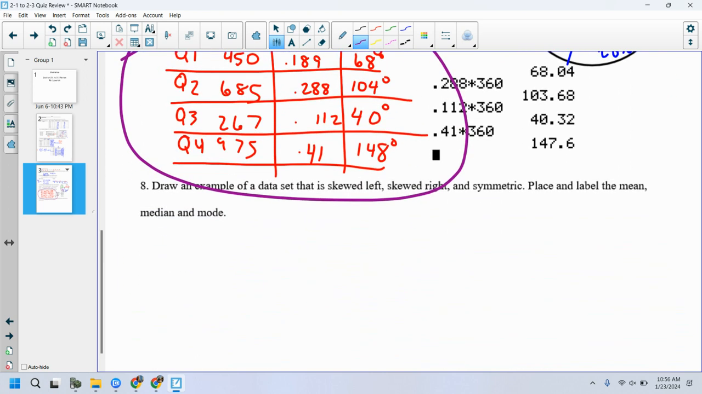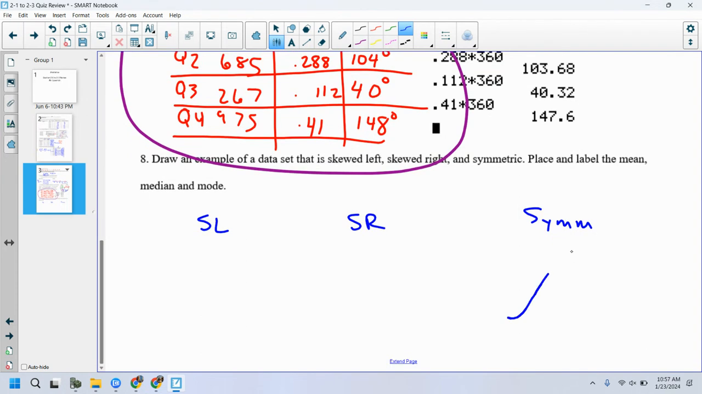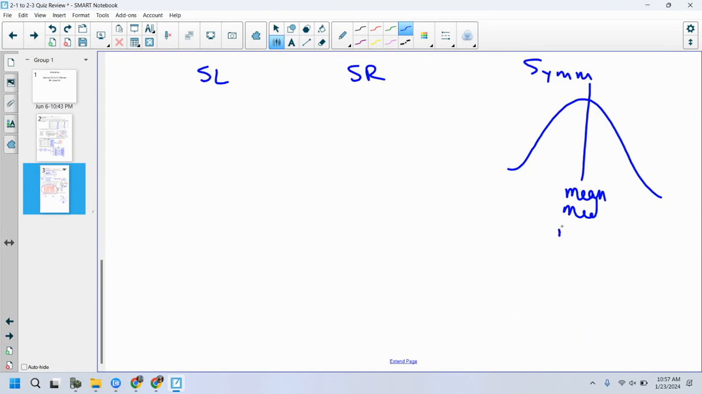Draw an example of each data set that is skewed left, skewed right, and symmetric. Symmetric is easiest to do. So let's draw symmetric. Perfect bell shape, right? Where is the mean, median, and mode? Right down the center. Mean, median, and the mode, right down the center.